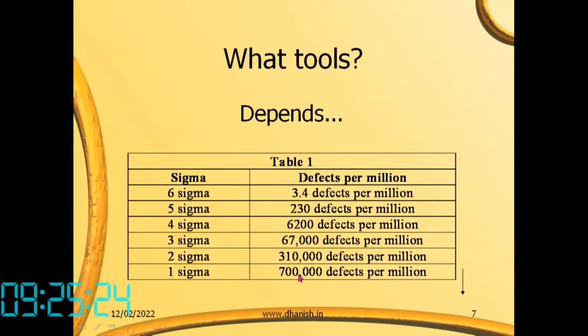So 1 sigma means how much scrap or how much non-conforming. This is per million, so 0.7 non-conforming. That is 70% is non-conforming. 2 sigma means 310,000, so 30% non-conforming. 3 sigma is 0.067, that is 6.7% non-conforming. So around 7% scrap or rework will be there.